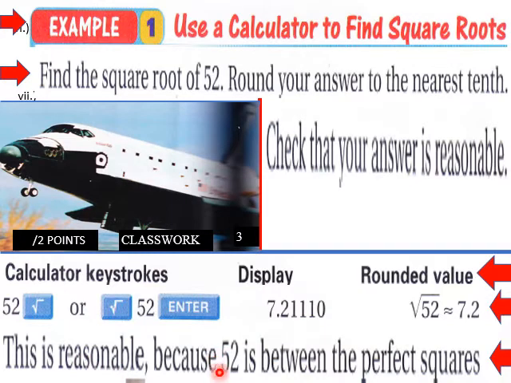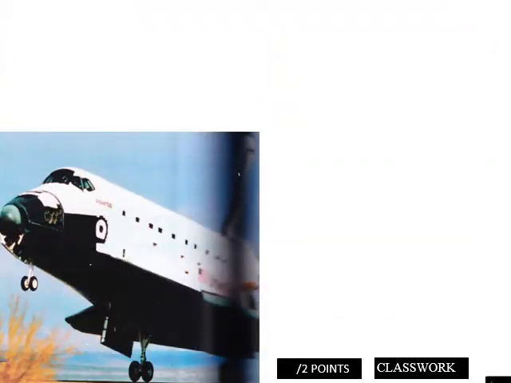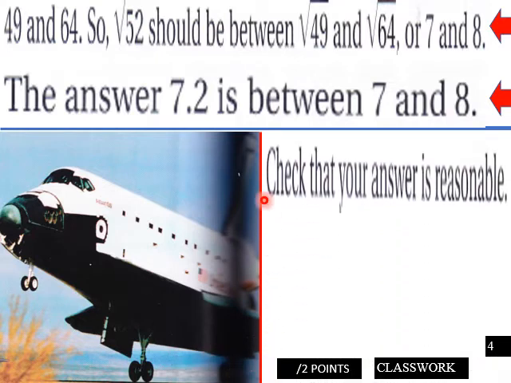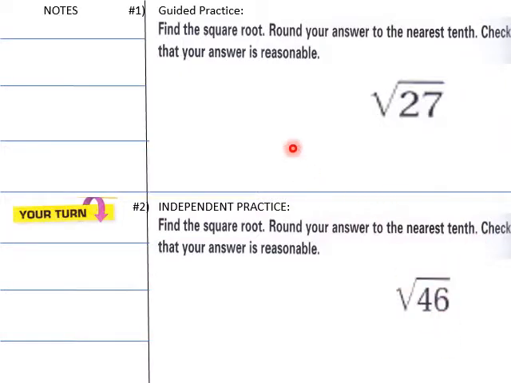This is reasonable because 52 is between the squares of 49 and 64, and 52 is pretty close to 49. So it'd be closer to 7 than it would be to 8, would it not? So the answer, 7.2, is between 7 and 8. Check that your answer is reasonable. Of course it's reasonable.